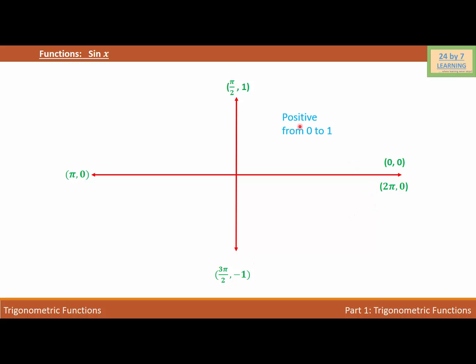The value of sine is positive in first quadrant and it changes from 0 to 1. Sine is positive in second quadrant and the value changes from 1 to 0. Sine is negative in third quadrant and the value changes from 0 to negative 1. Sine is again negative in fourth quadrant and the value changes from negative 1 to 0. And this is all about the function of sine.